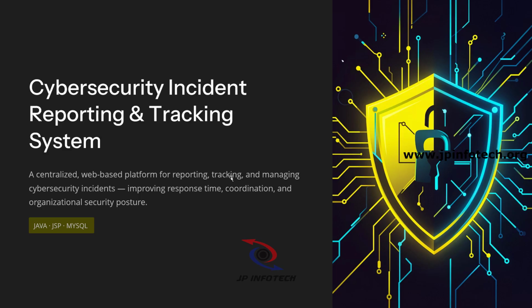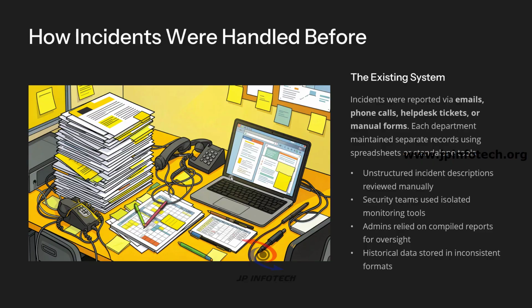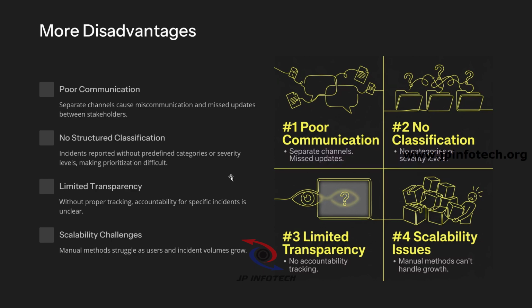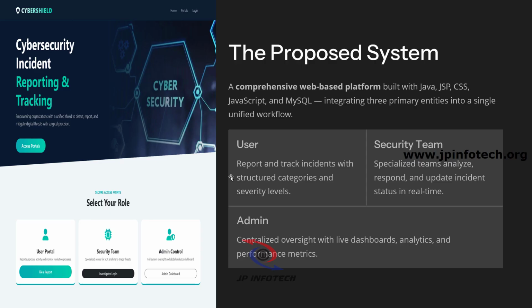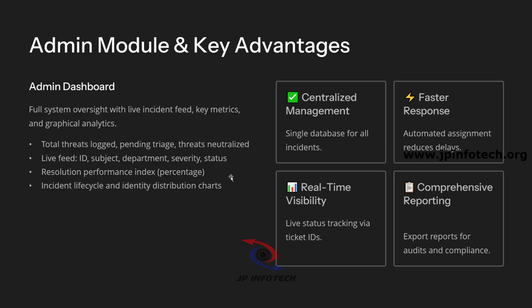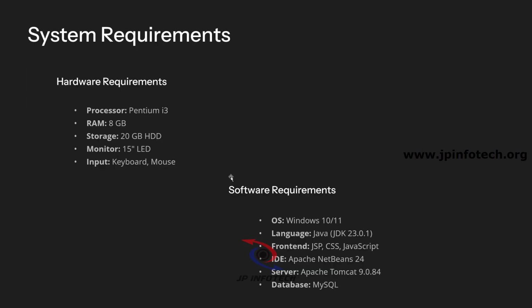So let us quickly go through the PPT. This is the project title, and here you can see the need for the project. Then comes how cybersecurity incidents were handled earlier, that is the existing system, and you can see the critical gaps in the existing system. Then you can see the other disadvantages, and so we are proposing our proposed system with these three entities. And you can see the modules that are available, the security module and admin module, with their functionality details, and you can see the system architecture with the hardware and software requirements of the project.